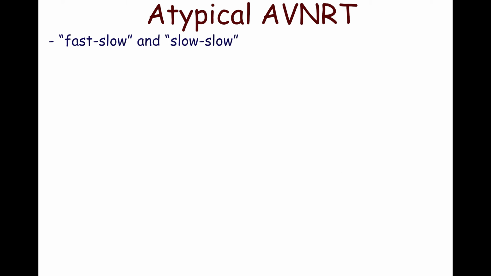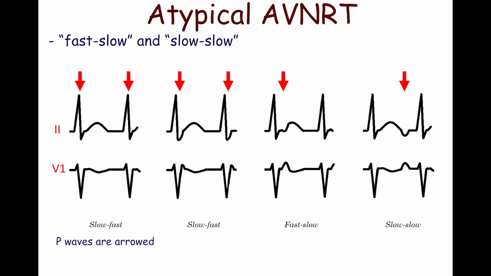Atypical variants of atrioventricular nodal reentrant tachycardia include fast-slow and slow-slow. In the fast-slow type, the depolarization wave spreads anterogradely via the fast pathway and retrogradely via the slow pathway. Thus, the P wave is seen on the ST segment or the T wave. However, this pattern is far more common for atrioventricular reentrant tachycardia.